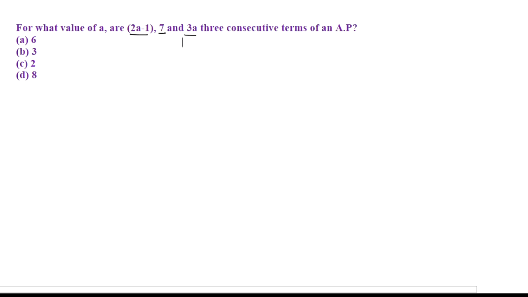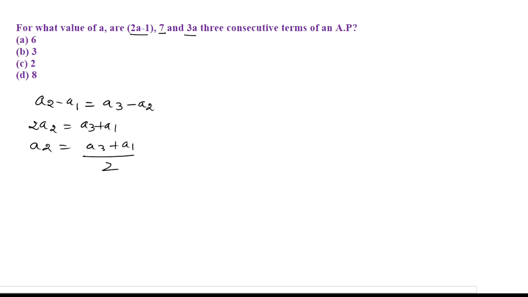So as per the formula, it is A2 minus A1 is equal to A3 minus A2. Can I say it as, A2 goes on the other side, so 2 times A2 is equal to A3 plus A1, or A2 is equal to A3 plus A1 divided by 2. So just substitute the value. What is A2? That is the middle term. Middle term is 7, 7 into 2 is equal to A3 plus A1.